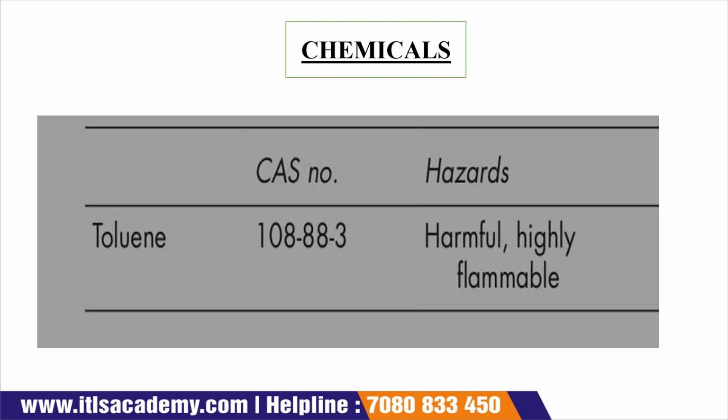Now the next one is the chemical which is required for this experiment. We require only one chemical, that is toluene. The CAS number is 108-88-3, and the hazards related to this chemical are what? They are harmful and highly flammable. So we have to take care while handling this chemical.